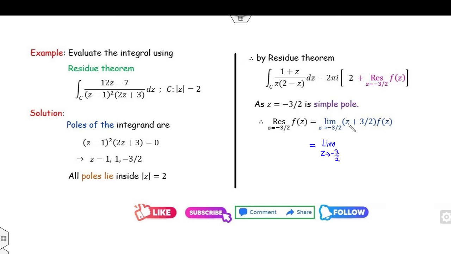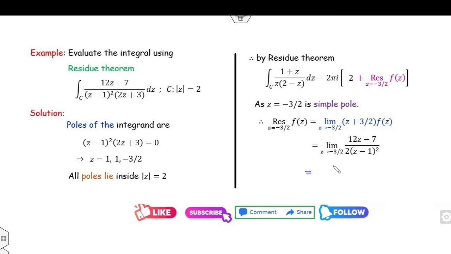I can take the LCM. Then this number will be my 2z plus 3 over 5, and then 2z plus 3 over 5 will be cancelled out. The remaining expression will be half, 12z minus 7 over (z minus 1) whole square. Fine, a half will be there. Now you can substitute z is equal to minus 3 by 2.